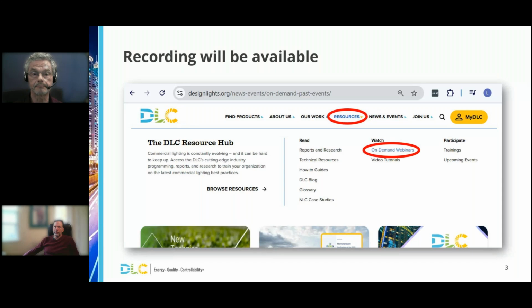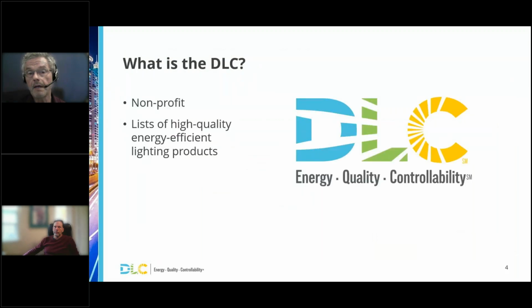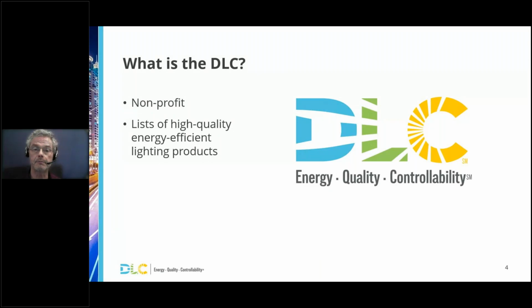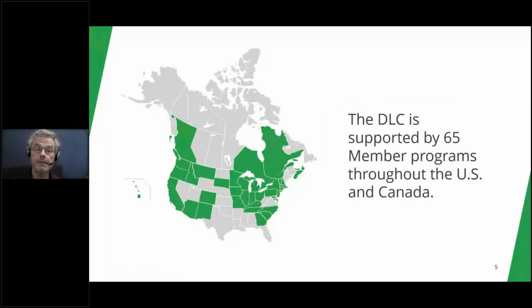As you may know, the DLC, or Design Lights Consortium, is a nonprofit organization that promotes high-quality, energy-efficient lighting products for non-residential buildings in collaboration with utility energy efficiency programs, lighting manufacturers, and other stakeholders. Since 2016, I have helped manage our list of network lighting control systems that are eligible for energy efficiency rebates and incentives across many parts of the United States and Canada.